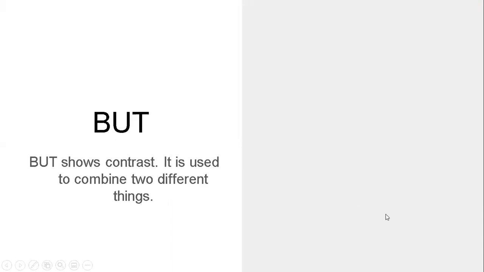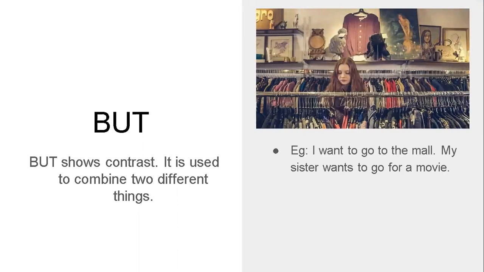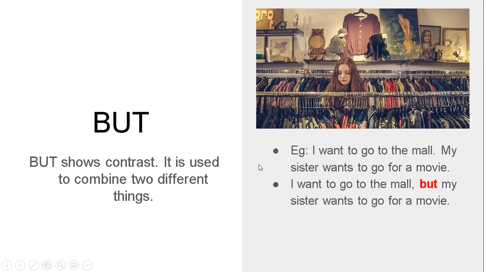But. But shows contrast. It is used to combine two different things. I have an example for you. I want to go to the mall. My sister wants to go for a movie. Two different things. So when you have two different things, you have a contrast, you use the conjunction but, like this. I want to go to the mall, but my sister wants to go for a movie.